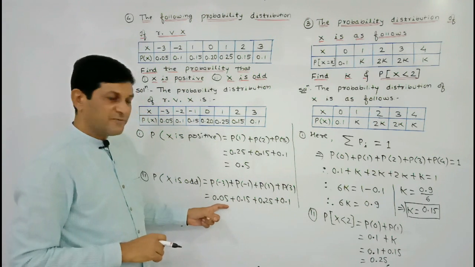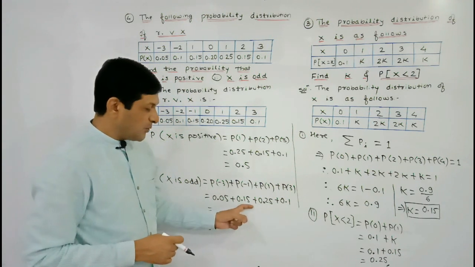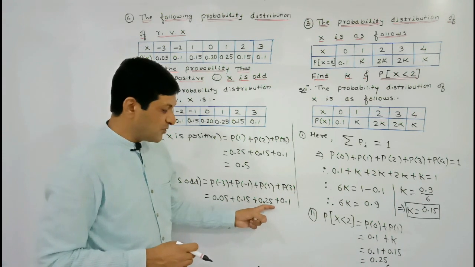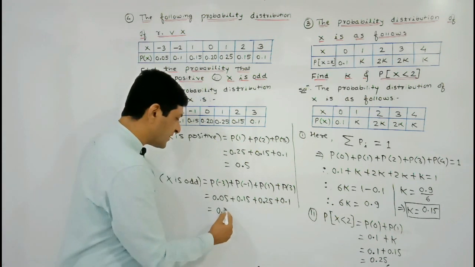0.15 plus 0.05 will be equal to 0.2. 0.2 plus 0.25 will be equal to 0.45. 0.45 plus 0.1 will be equal to 0.55.